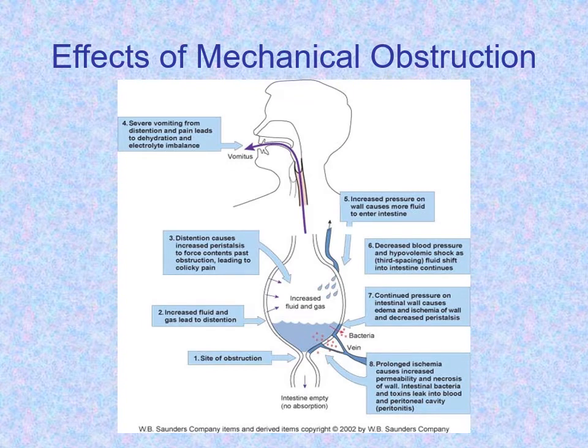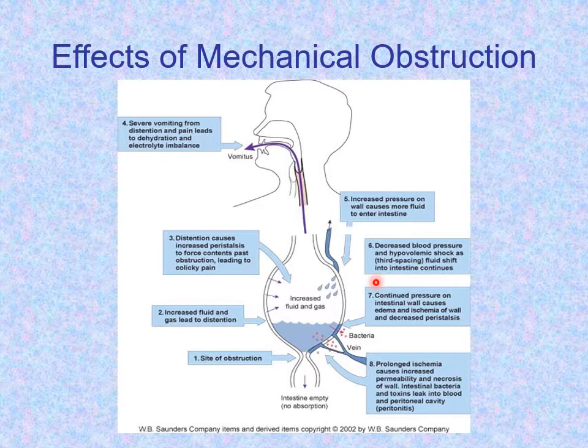Effects of mechanical obstruction. There's the site of the obstruction, and you get a backup of fluid and gas that lead to distension in the preceding segment. And that distension causes increased peristalsis to force contents past the obstruction, leading to colicky pain. And then, because you have this backup, severe vomiting from the distension and pain leads to dehydration and electrolyte imbalance. Increased pressure on the wall causes more fluid to enter the intestine, and decreased blood pressure and hypovolemic shock occur as third spacing of fluid shift into the intestine continues.